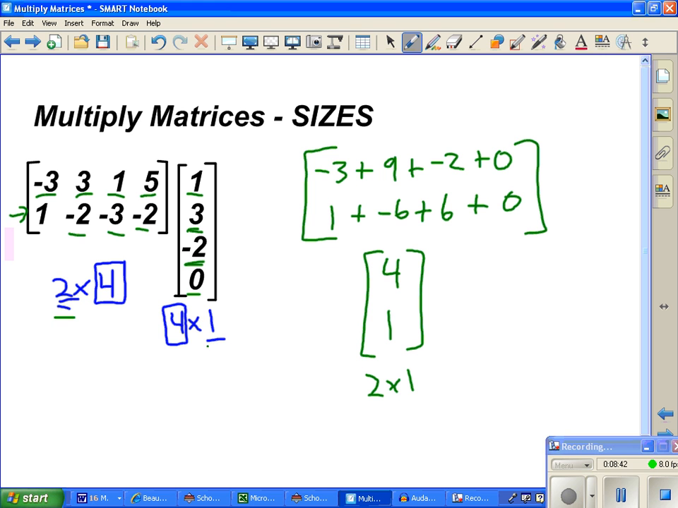Just like I knew I would. And that's kind of a nice way to check your answer. At least you know you got the size right. Okay? I believe that's all my examples.